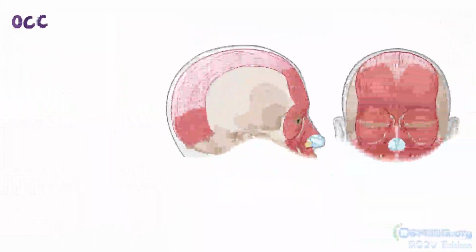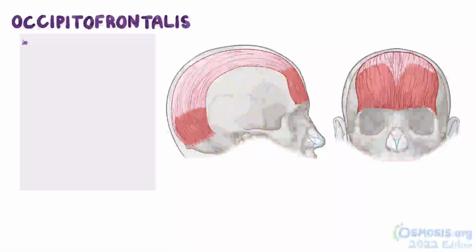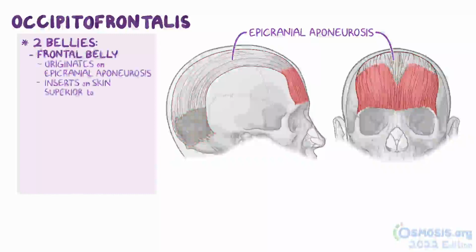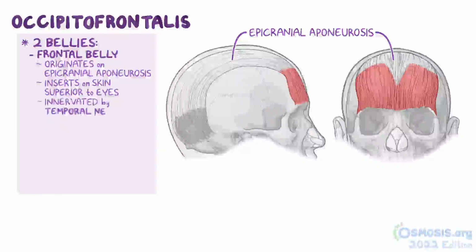First up, the occipitofrontalis muscle, which has 2 bellies. The 2 bellies are connected by the epicranial aponeurosis, which is the aponeurosis that makes the 3rd layer of the scalp. The frontal belly originates on the epicranial aponeurosis and inserts on the skin superior to the eyes and nose. It is innervated by the temporal nerve.